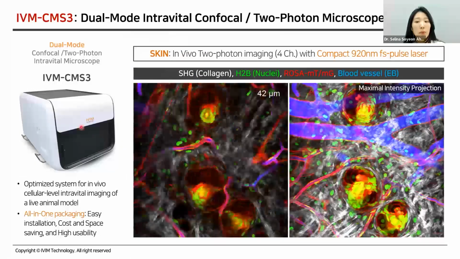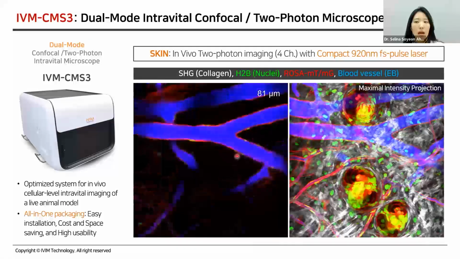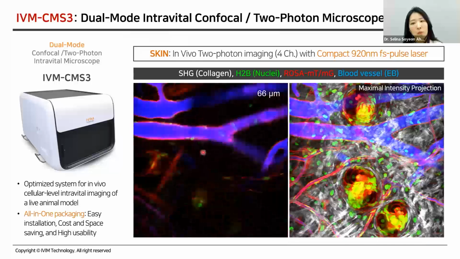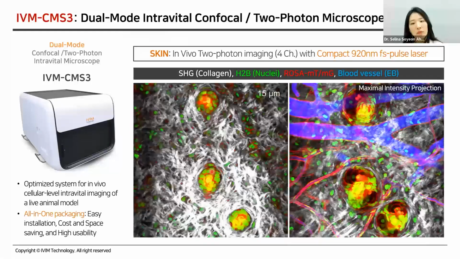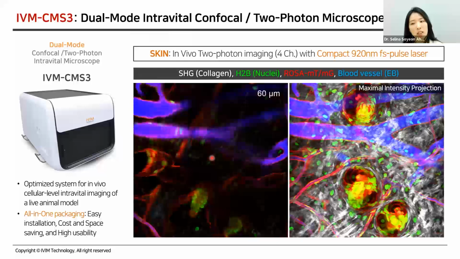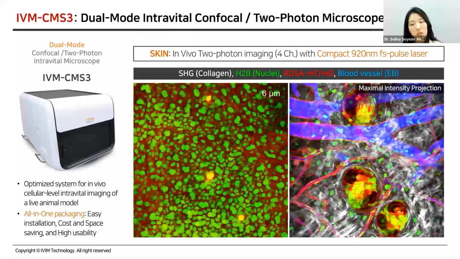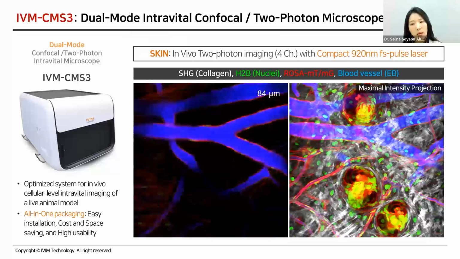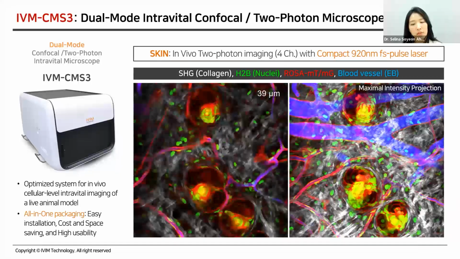Using IVIM CMS3, we can easily acquire high-quality 4-color in vivo imaging of various tissues in the animal model. This is an example of in vivo skin imaging visualizing the collagen in white color, single-cell nuclei in green color, cell bodies in red, and the blood vessel in blue in vivo.